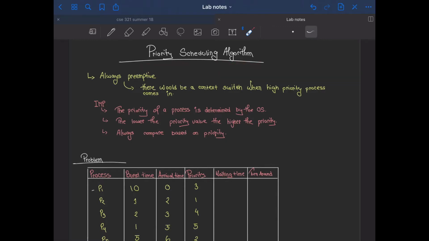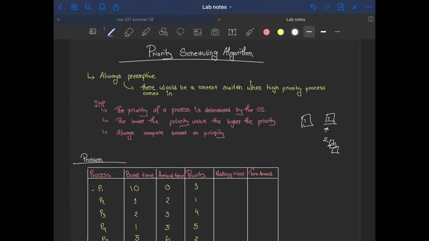And today we'll be discussing another scheduling algorithm, called the priority scheduling algorithm. From the name you can guess that this algorithm focuses on the priority of a process. This algorithm is always preemptive, meaning whenever you have a high priority process, we would have a context switch. So let's say you have two processes, 1 and 2, and suddenly you're clicking on 2 continuously. So you want process 2 to come up and work.